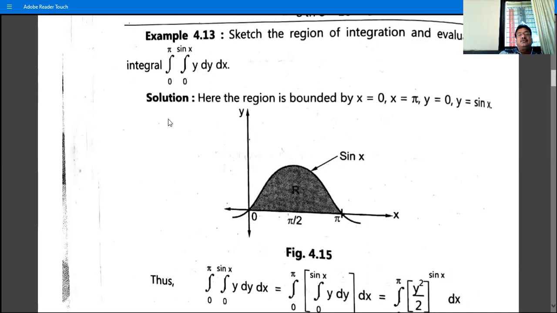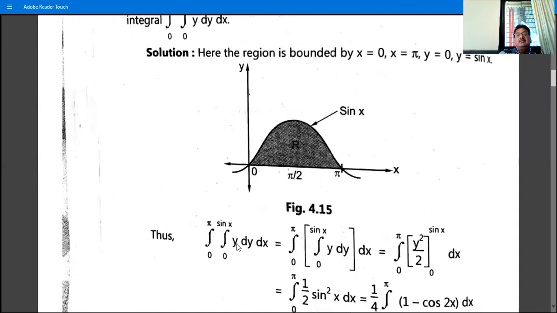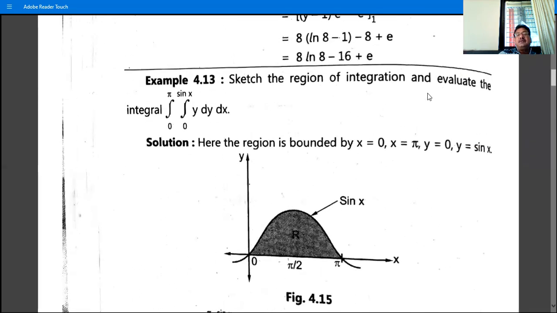So we consider the part above the x-axis, because y is equal to 0 means the x-axis, and x is equal to 0 means the y-axis, and x is equal to pi means this line. So the area bounded by all these four curves is this. Okay, this is the area, and then we evaluate.